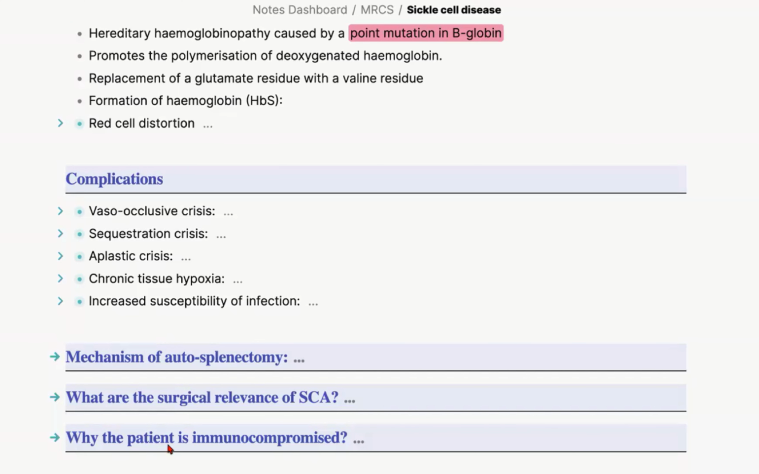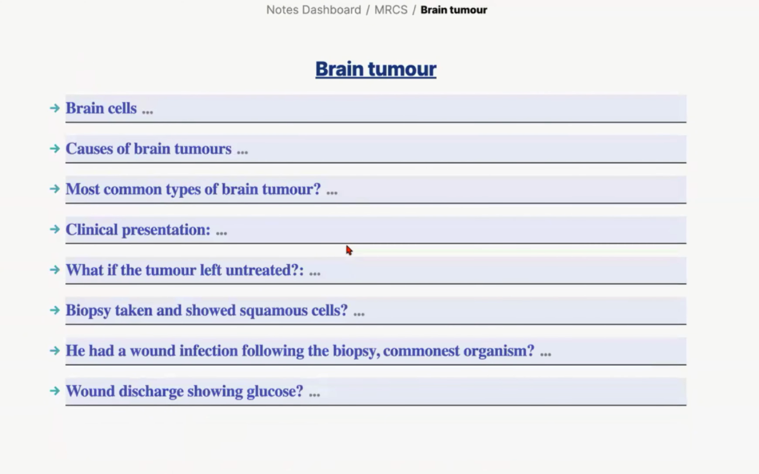And why is this patient immunocompromised? Because of infection by encapsulated organisms. Post-autosplenectomy, there could be infection by Streptococcus pneumoniae, Haemophilus influenzae, and Neisseria. So with regards to the patient having a temporal mass, what are the divisions of the brain cells? The brain cells are astrocytes, oligodendrocytes, and neurons and ependymocytes.